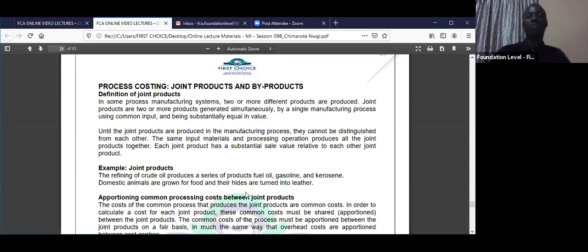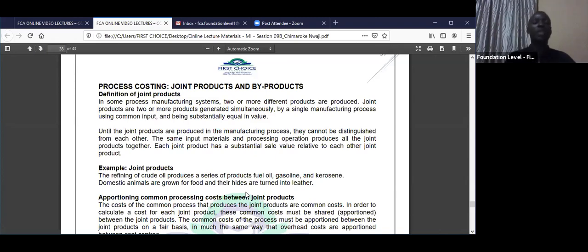Until the joint products are produced in a manufacturing process, they cannot be distinguished from each other. The same input material and processing operations produce all the joint products together. Each joint product has a substantial sale value relative to each other joint product. A classic example of joint product is the refining of crude oil to produce a series of products like fuel oil, gasoline, kerosene. When they are crude oil, they are joint until they now split off.